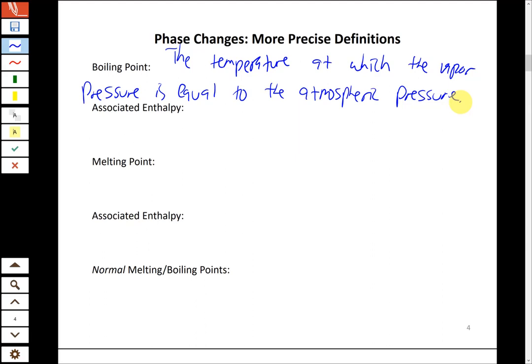And then boiling has an associated enthalpy, which we've already talked about, which is the enthalpy of vaporization. So that's just a review of what we've already talked about. Enthalpy of vaporization is the enthalpy change associated with vaporizing 1 mole of a substance.